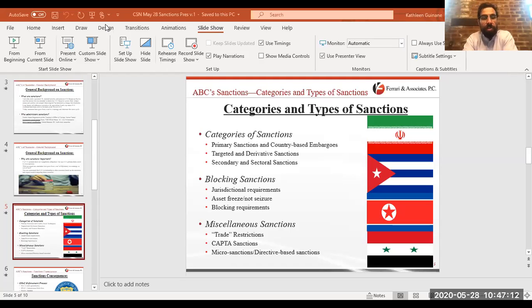Now, if you're dealing with a blocking of property or property interests, it's important to note a few things. First, you can't deal in that property in any way without an OFAC license authorizing those dealings. It could be a specific license, it could be a general license, it could be an authorization incorporated into the regulations, but you need some sort of authorization from OFAC to act with respect to that blocked property.